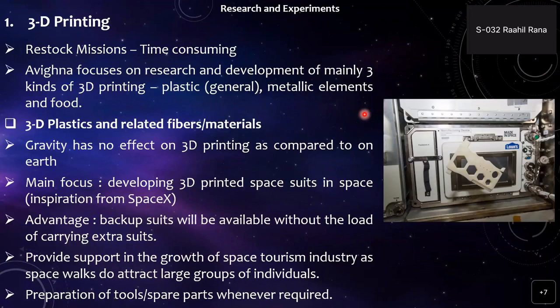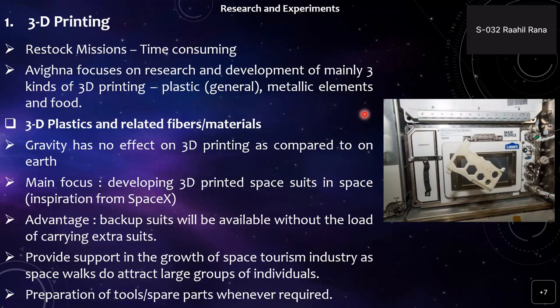And in different research and experiments, we have 3D printing facilities within one laboratory. We know restock missions are very time consuming, and hence we focus on three kinds of 3D printing: plastic, metallic, and food. Our main focus on 3D plastic is to print spacesuits, which will act as a backup suit, and also as suits for the spacewalk for tourists in the future.